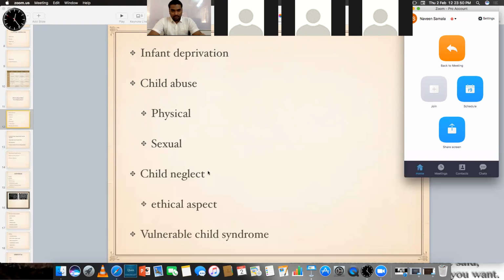Now, we'll talk about child neglect. Like I told you about child abuse, even if you suspect that there has been child neglect, even that is reportable. You have to call the local child protection services and tell them that there's a probable neglect of the child. Now, how do you diagnose? I mean, how do you suspect that there has been neglect towards the child?